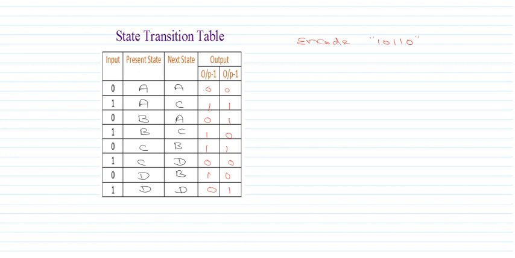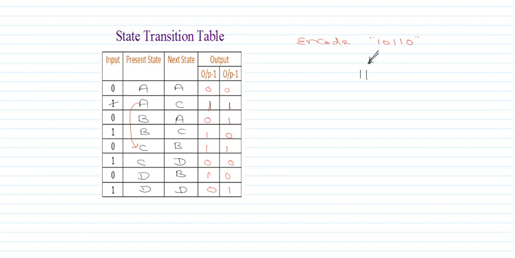For the first one, I will see my input is 1 in the initial state. That is, the initial state is state A. So when 1 comes, it is producing an output of 1 1. Okay, so the output is 1 1. And then it is moving from state A to C. That means I have to jump from A to C state. Now the next state is C, and I have to observe that.